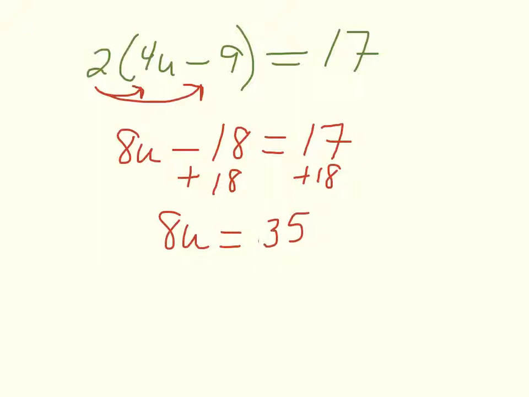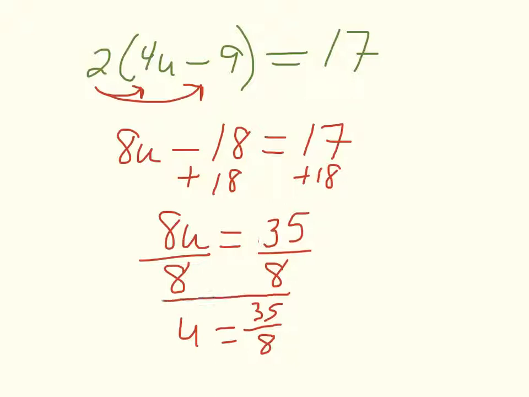The last step that we want to do is divide by 8 to undo that multiplication. And then we can just leave it as 35 over 8. Some people have this need to make a decimal out of it or make it a mixed number. That's fine. It's also usually in algebra, it's generally okay to just leave it as improper fractions. So that's what I'm going to do.